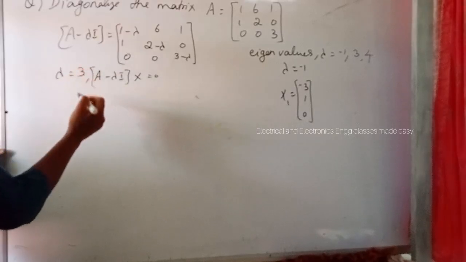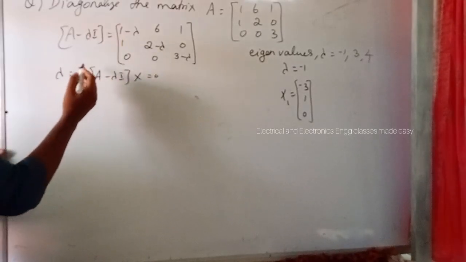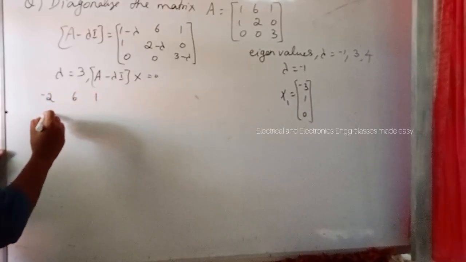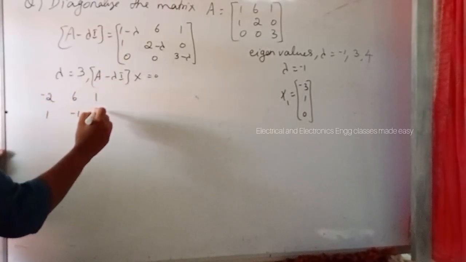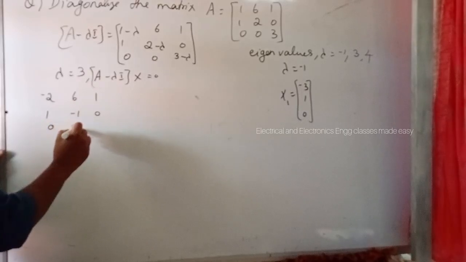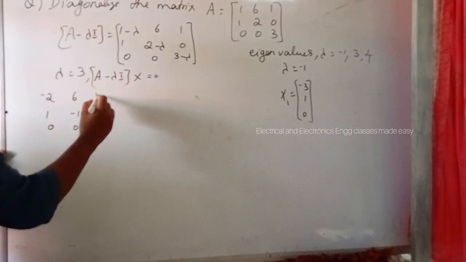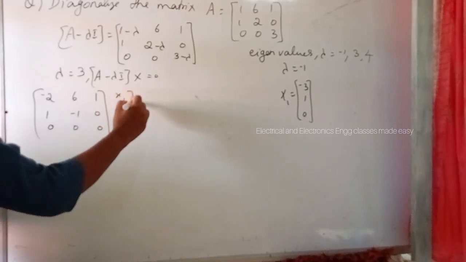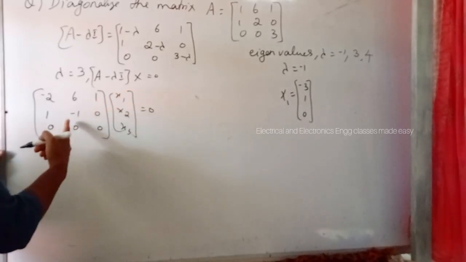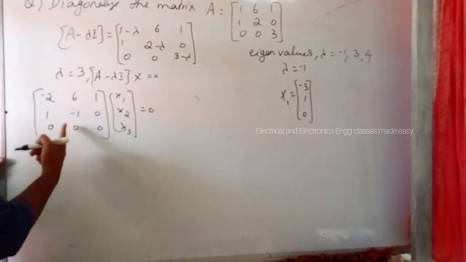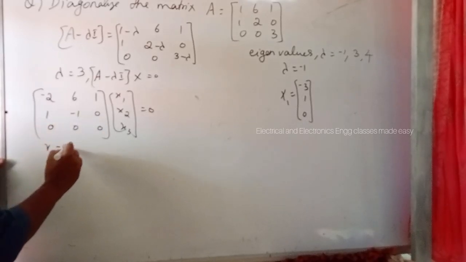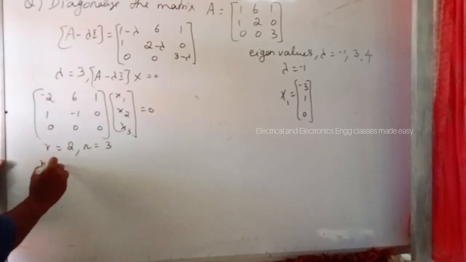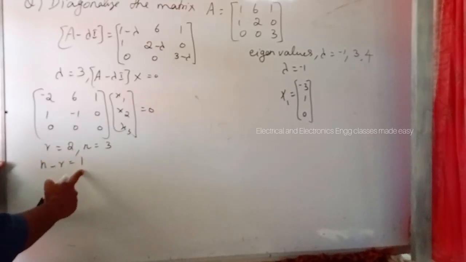So when lambda equals 3, this equation becomes (1 minus 3, that is minus 2), 6, 1; 1, (2 minus 3 is minus 1), 0; 0, 0, (3 minus 3 is 0), into x1, x2, x3 equal to 0. So here, what is the rank of this matrix? The rank is equal to 2 here, but the number of unknowns is 3.